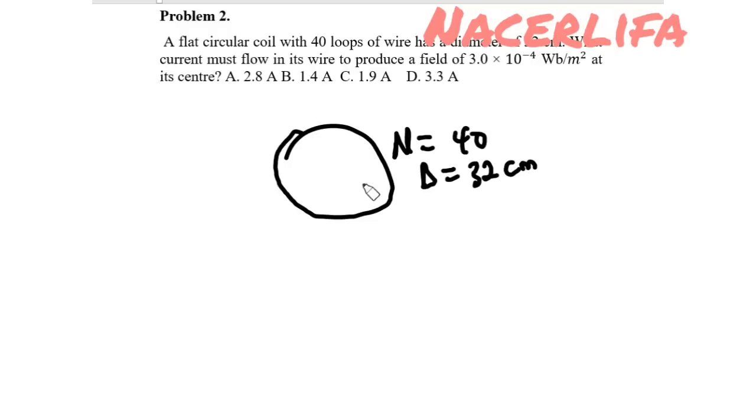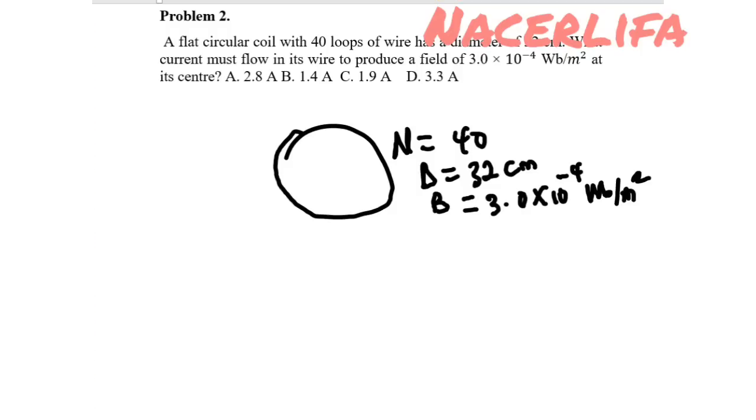What current must flow in this wire? Let's say this is a coil of wire, okay? A loop of wire having this coil. So what current must flow in each wire to produce a magnetic field of 3.0 times 10 to the power minus 4 Weber per meter square? Weber per meter square is the unit of magnetic field strength.